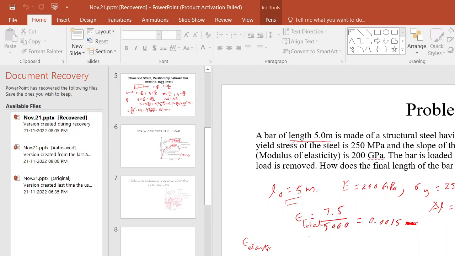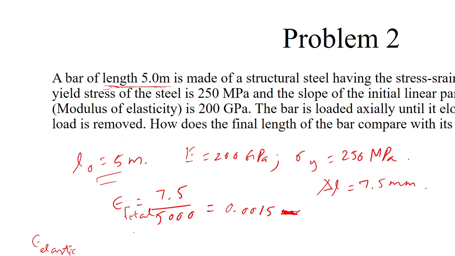So elastic strain will be 0.0025. How are you calculating the elastic strain value? The yield strength divided by the modulus of elasticity will give you the elastic strain value. What is the value? 1.25 into 10 to the power minus 3.